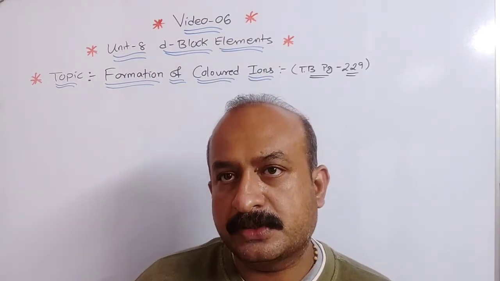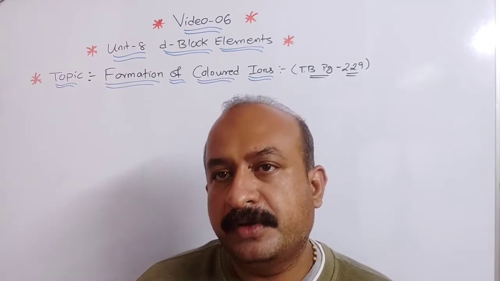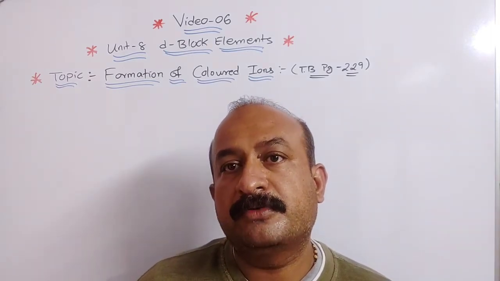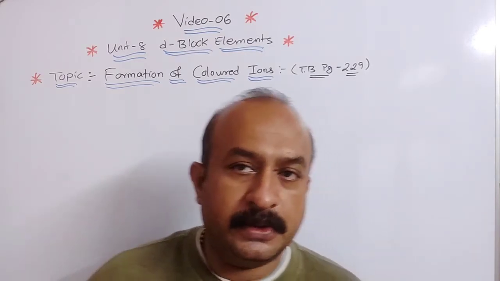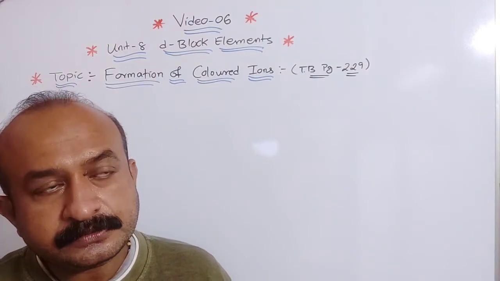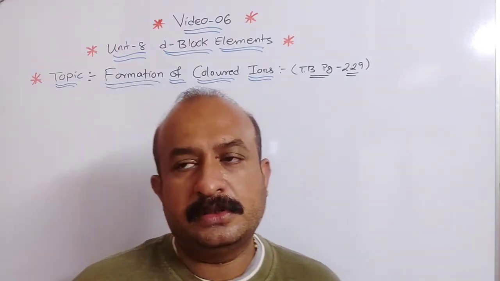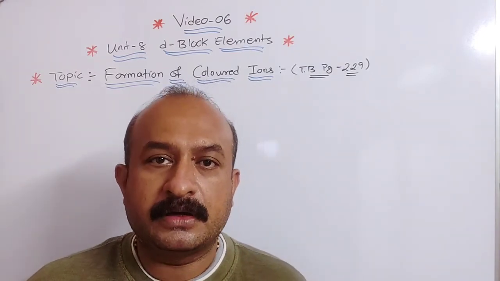Today in video 6 of our unit 8 chapter, that is d-block elements, we are going to discuss the formation of colored ions in transition elements. Now, when we talk about white color, it is made up of 7 different colors.